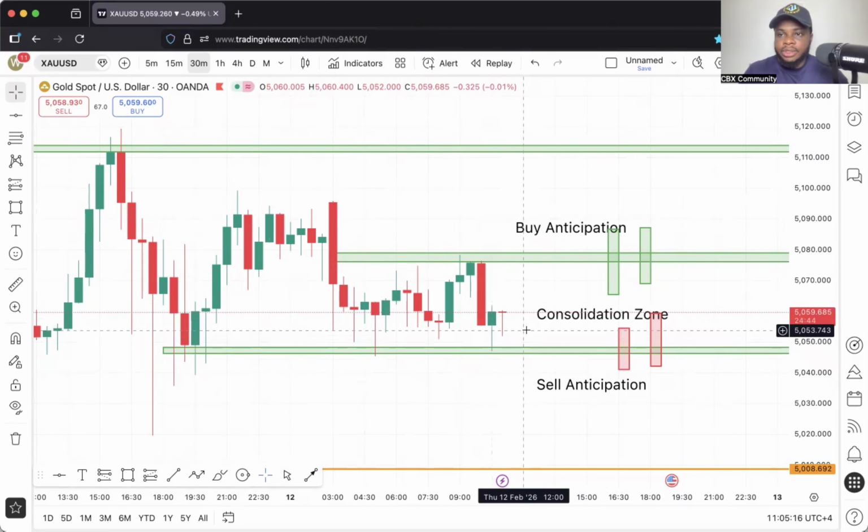It's very important for us to know what we want and how we want it. So that means this candle opened with no wick at the top, and then the body of the candle came down. So let's see what this candle wants to do.